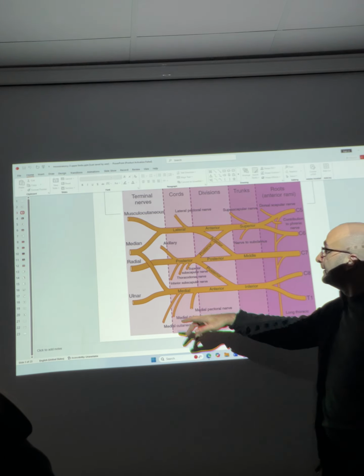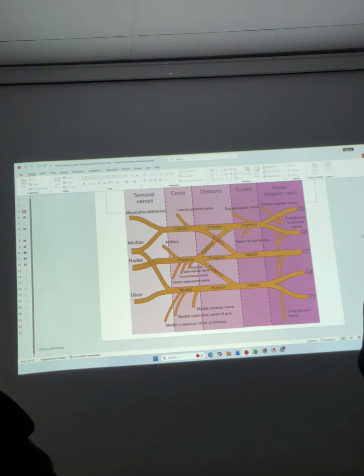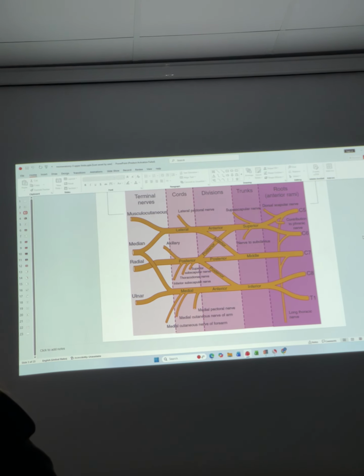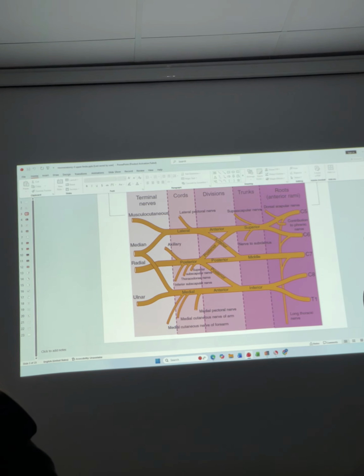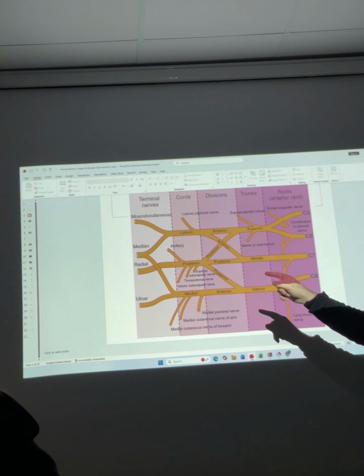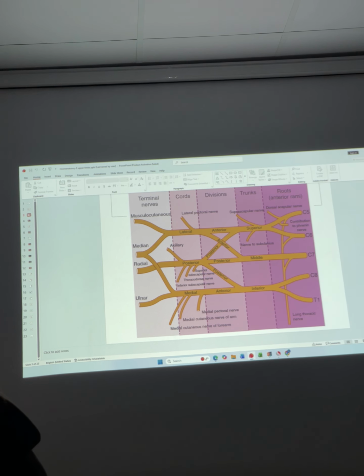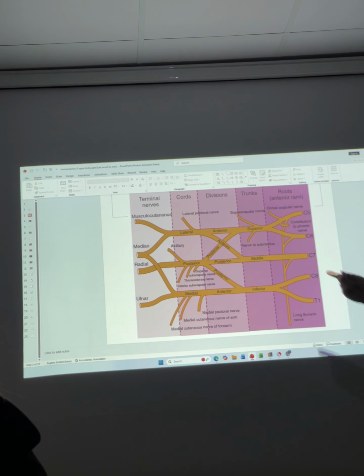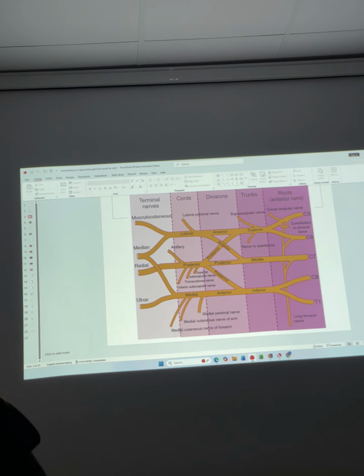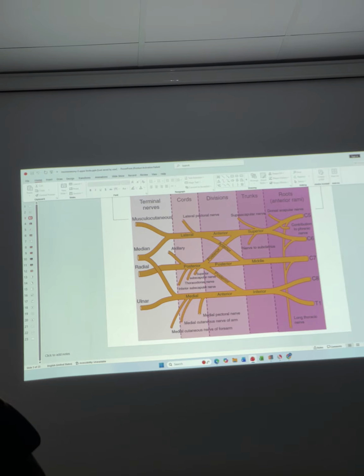Okay, next one. Median. In the hand. Median means what? Middle. So this nerve is going in the middle of the hand, on the anterior side. Let's go next. Radial. It's going to which bone? Radial bone. It's going near the radial bone. Ulnar. Ulnar bone. Did you understand? These are the four main nerves which are innervating all of our hand.